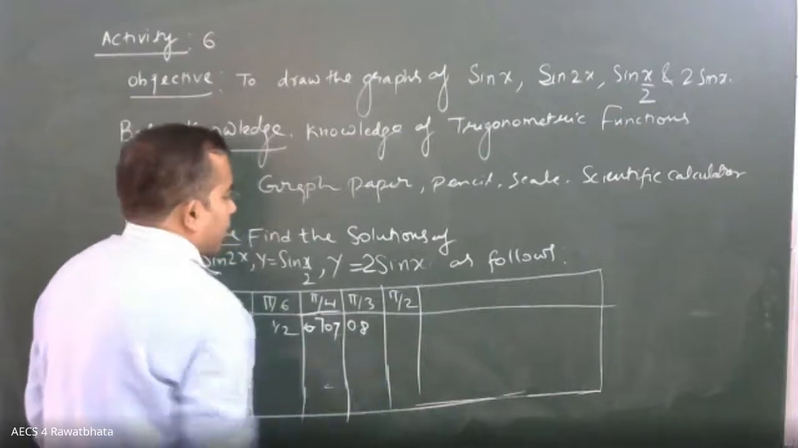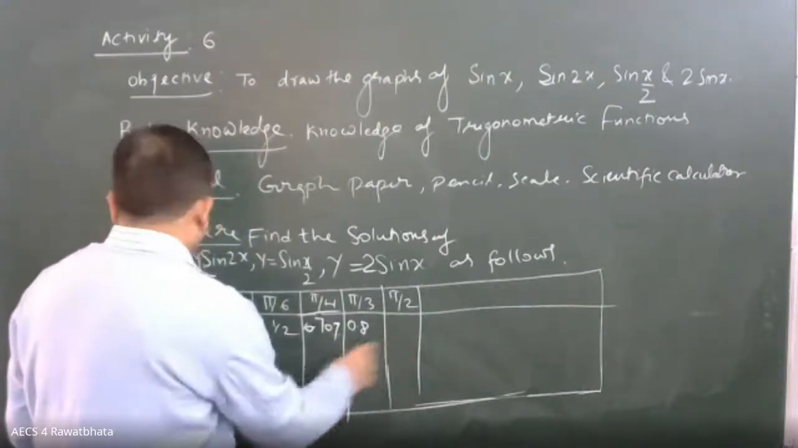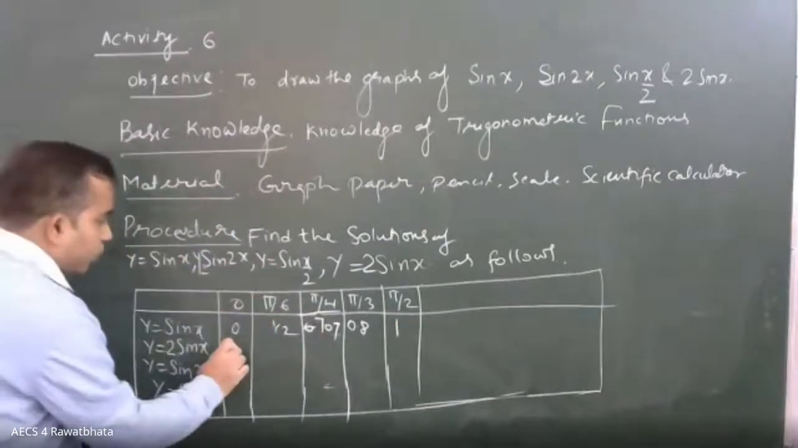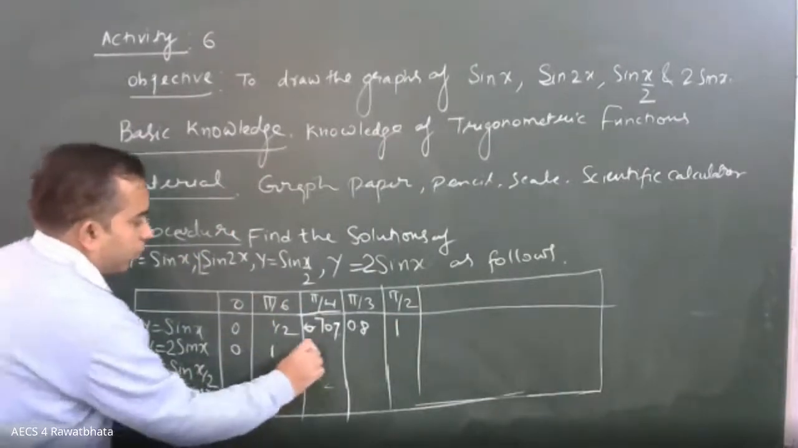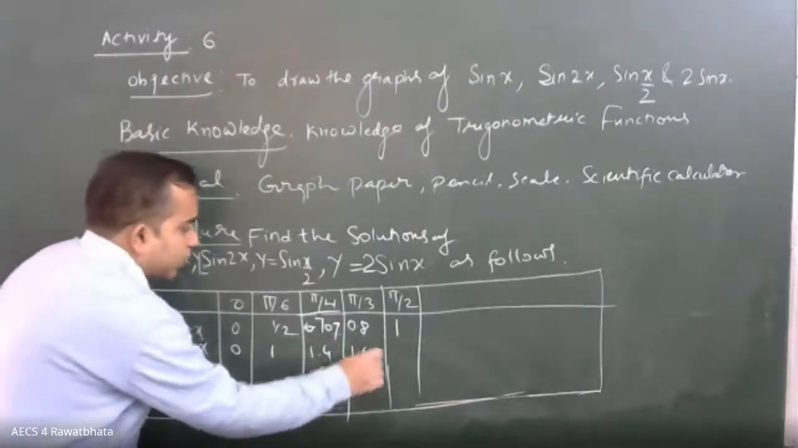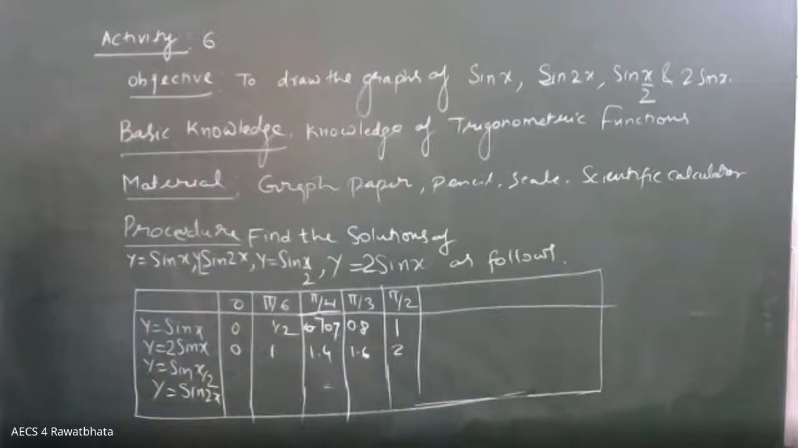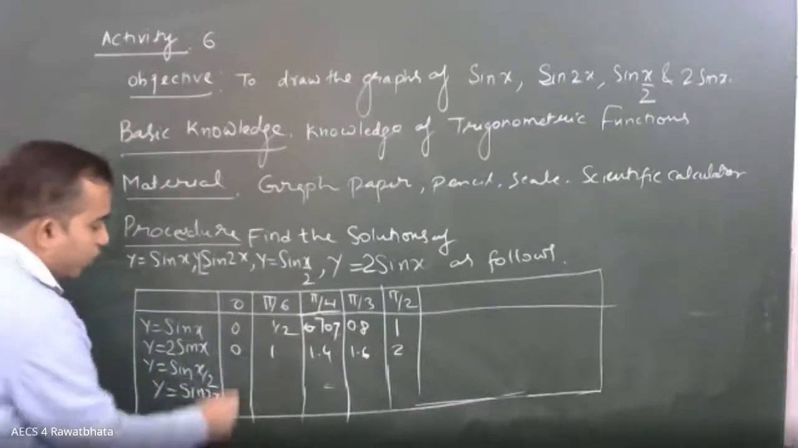8, 6 something, 5. Then pi by 2, sine 90 is 1. 2 sine x will be just double of it. So 0, 1, 1.4, 1.6 something something. Like that. And sine x by 2, here also different values you can find out.